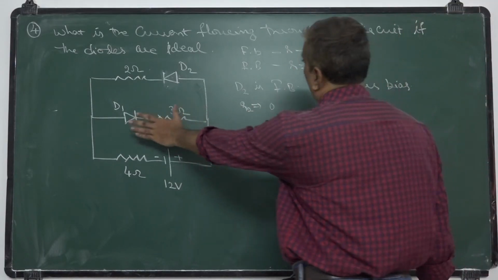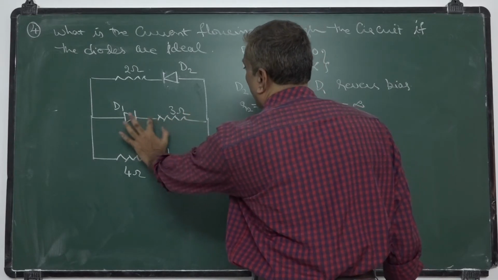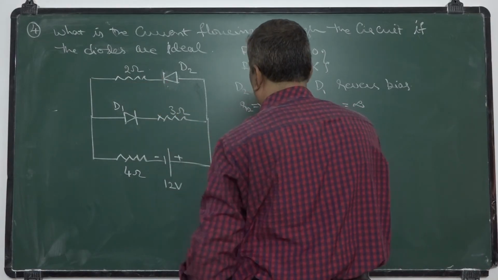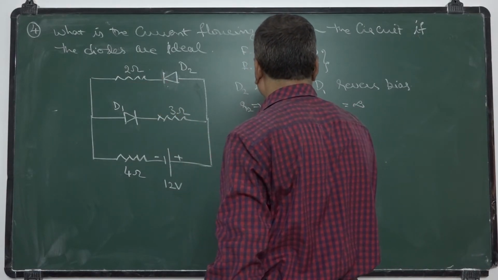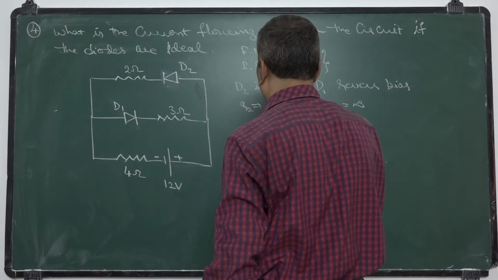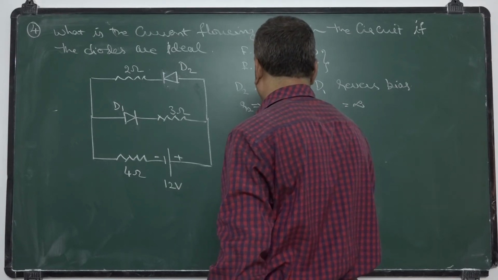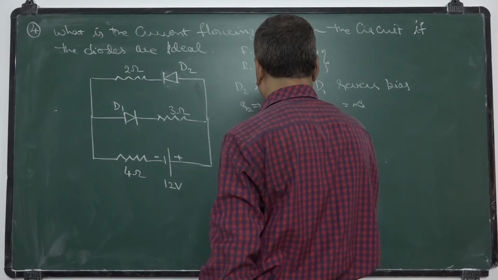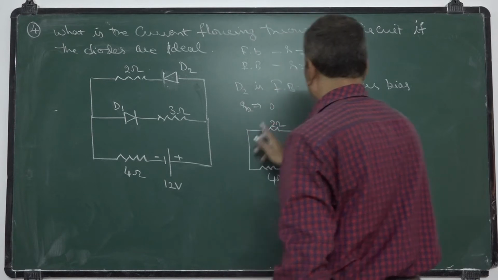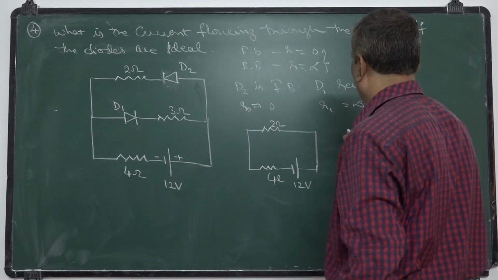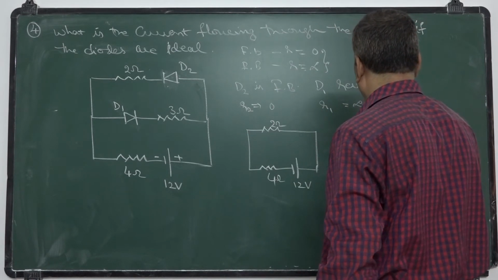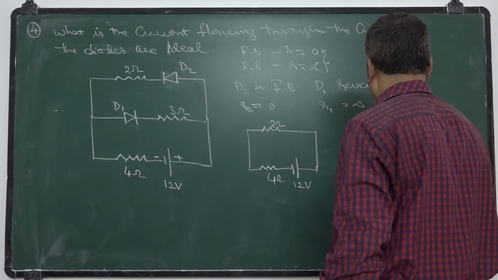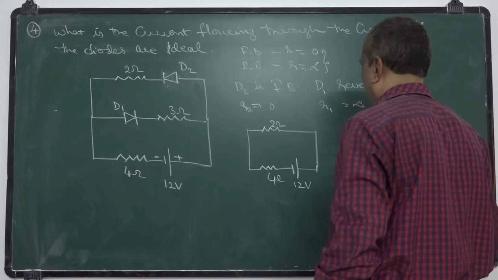Now this diode D1 is in reverse bias, which means current won't flow through this 3 ohm resistance. So we can replace this circuit with another like this: 2 ohm, and 0 resistance means nothing to write here, and here it is a 4 ohm, like this, 12 volt. 4 and 2, so the total resistance is 6. R is equal to 6 ohm and V is equal to 12 volt. So current I is equal to 12 divided by 6, that is 2 ampere.